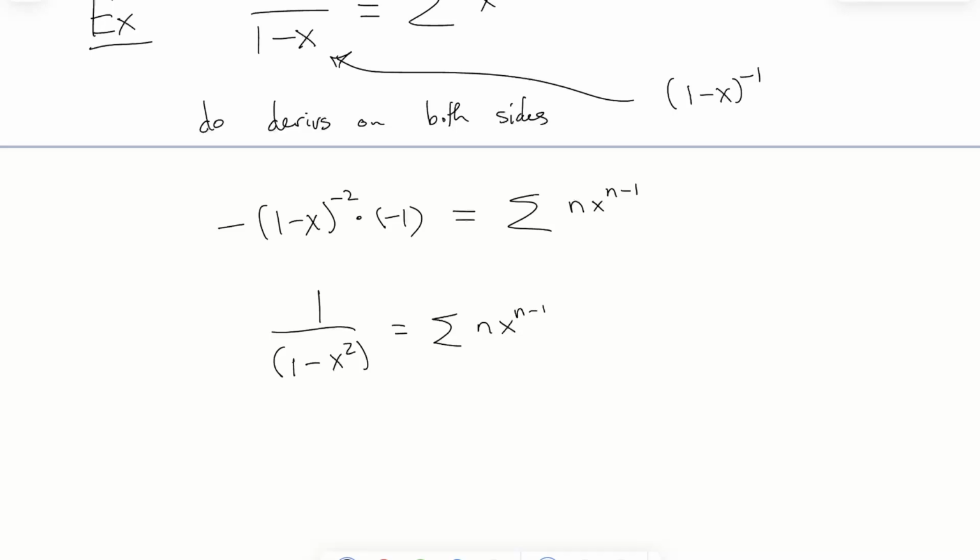Like that, right? Yeah, it would be parentheses, and the square is outside the parentheses. That's not the same as what I wrote. Thank you. It's like that, all right?